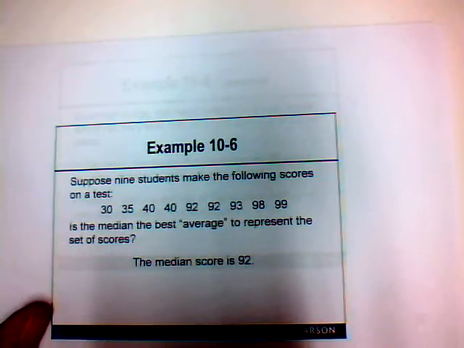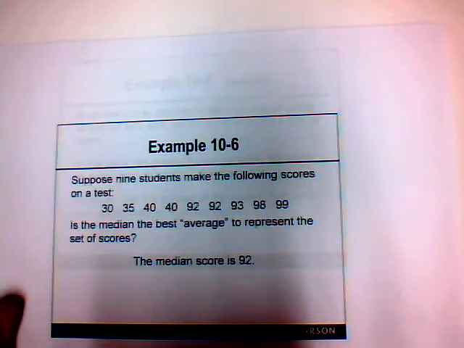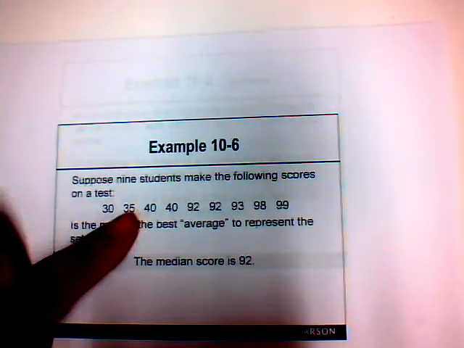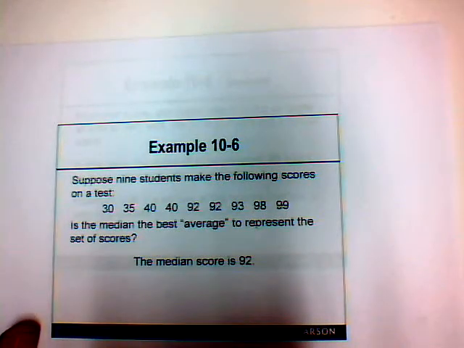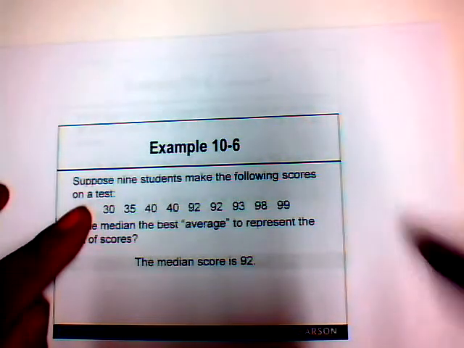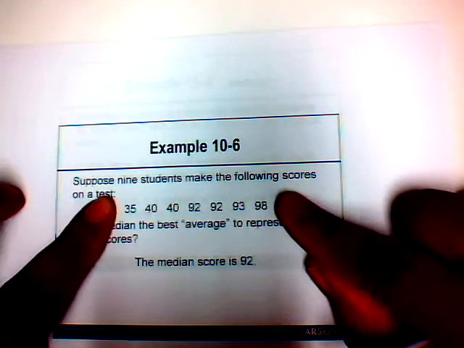Another example would be, suppose 9 students make the following scores on a test. As you can see here, 30, 35, 40, 40, 92, 92, 93, 98, and 99. Is the mean the best, quote, average to represent, is the median the best average to represent the set of scores? Well, if you take the median of this set of data, it's going to be the middle number.